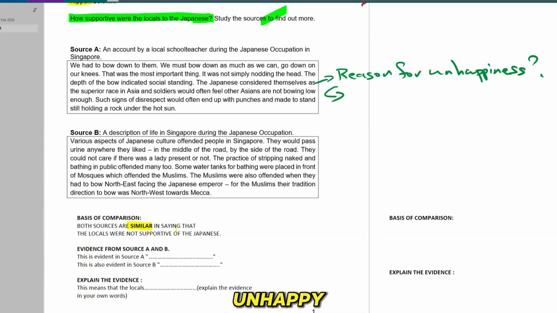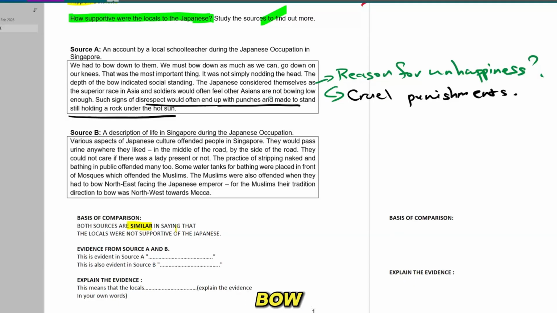Why were the people in source A unhappy with the Japanese? Punches, just because they never bow, right? Then they had to suffer unreasonable, cruel punishment. Unreasonable and cruel, the Japanese. That's why they were unhappy. They had to do all this, and if they never do, they'll get punished to this extent. Do you all agree with me?